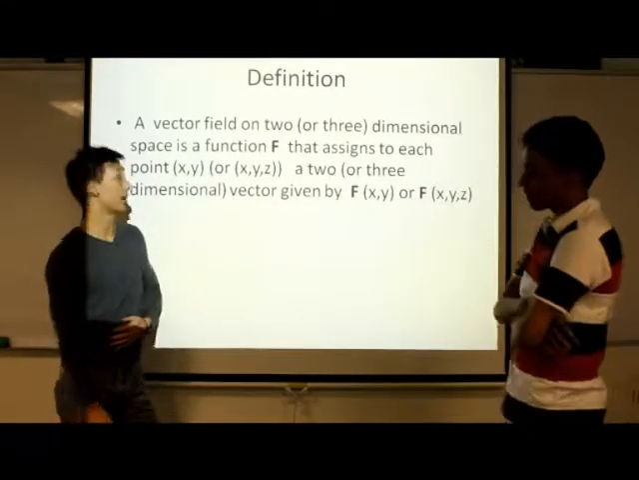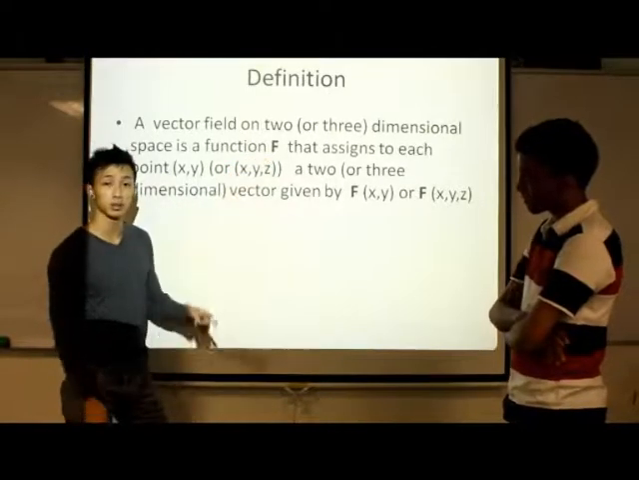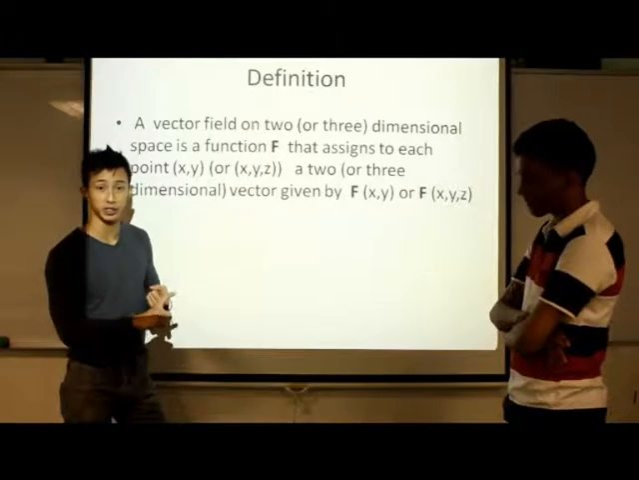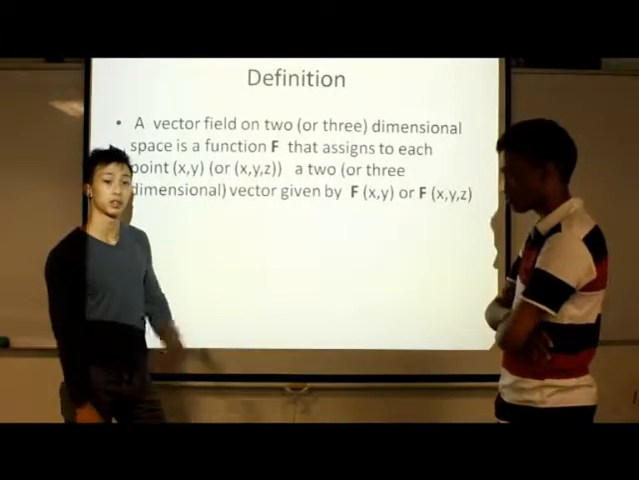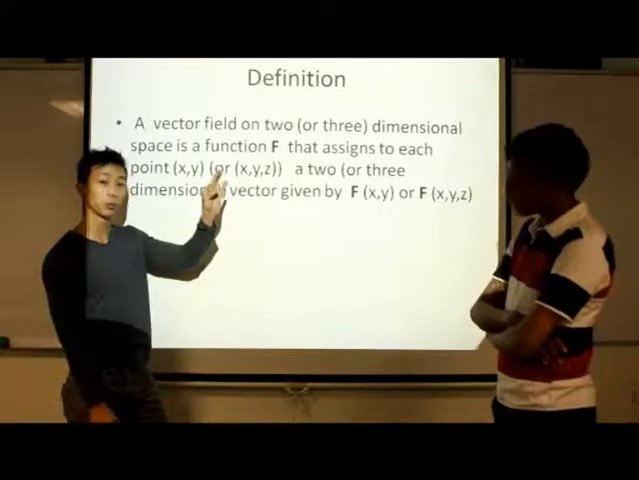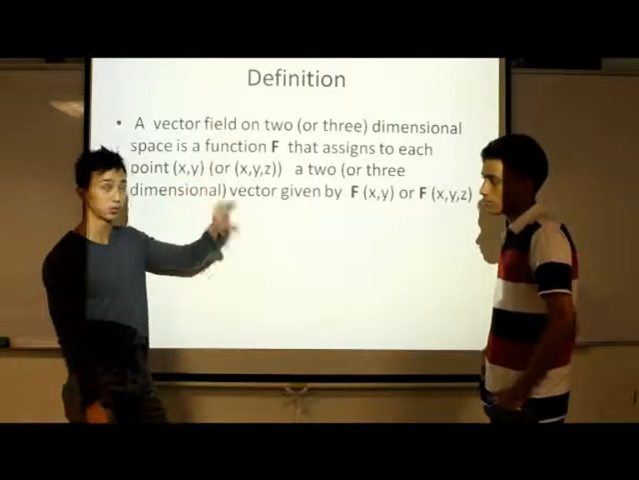Now what that means is that with the vector field equation f, we are able to determine the direction and magnitude of a particle in the space. For example, if there's a particle here, with the equation we are able to determine which direction it is going and at what magnitude.